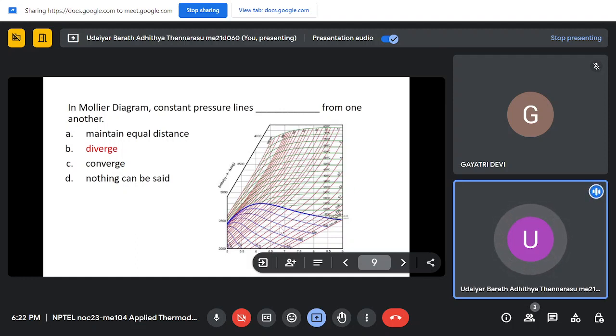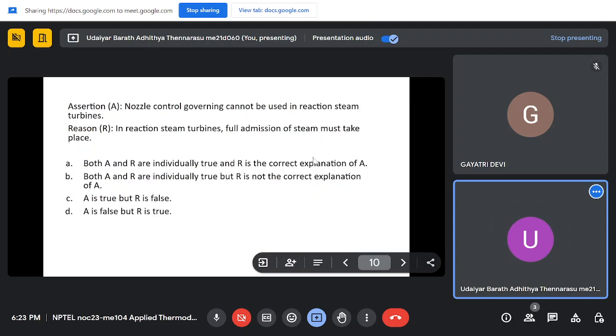Normal water boils at 100 degrees at atmospheric condition, 1 atmosphere. But if you increase the pressure, it will boil at a larger temperature. So saturation pressure is larger for higher saturation temperature. For constant pressure lines, the slope dH by dS will also be large when the temperature is more. So that difference you can see, and you can conclude that it will diverge. I hope this is clear.